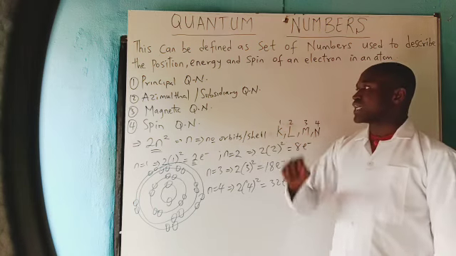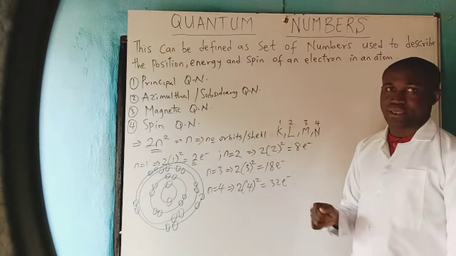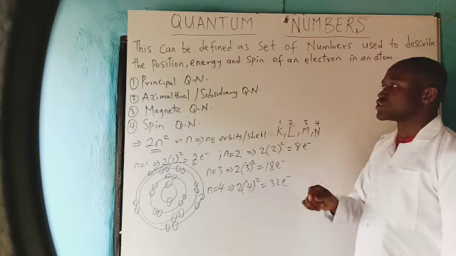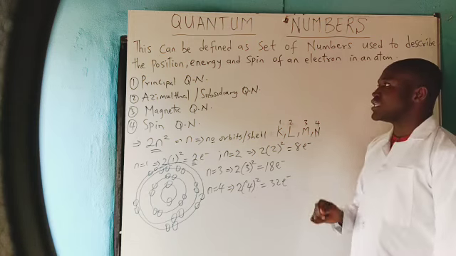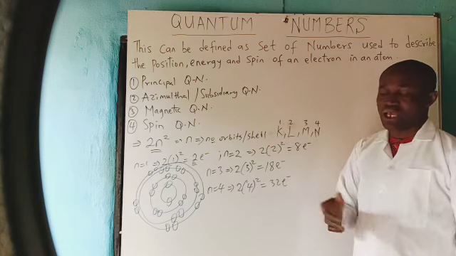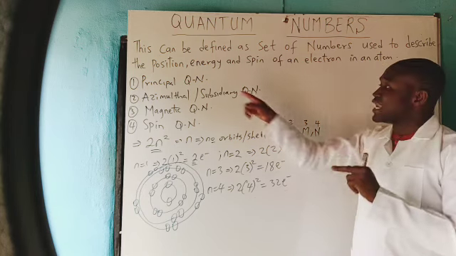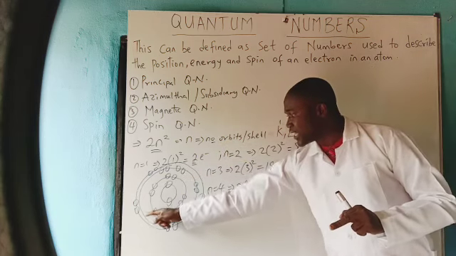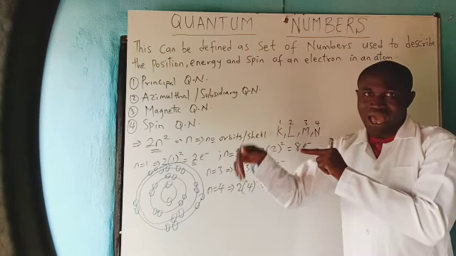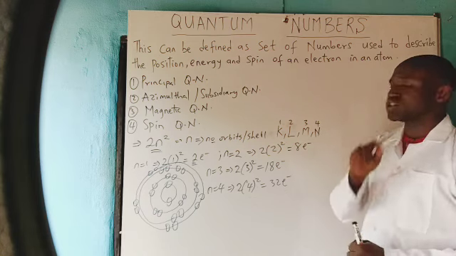Now, we go to the azimuthal or subsidiary quantum number. We want to see what it explains. First, the azimuthal quantum number tells us the shapes of an orbital. Not only that, it also explains the subshells of an orbital and the orbitals in them, and how those electrons, which we didn't see how they are assigned in the third and fourth shells, are packaged and assigned in the subshells. Let's see what we mean by subshell.